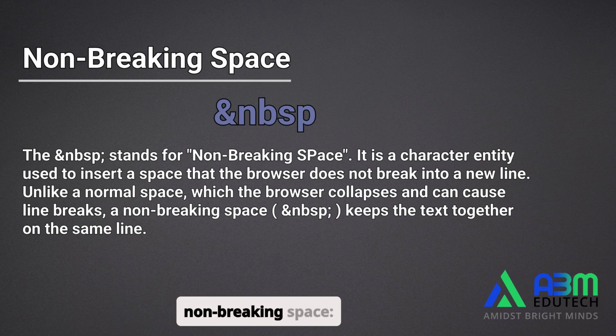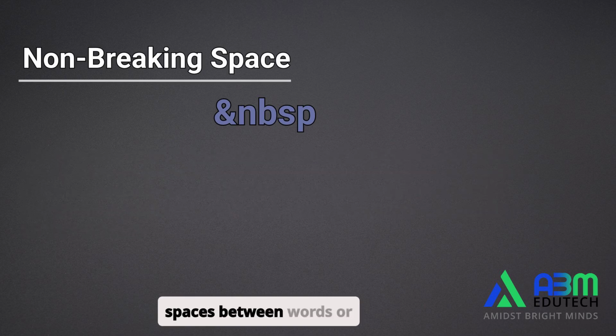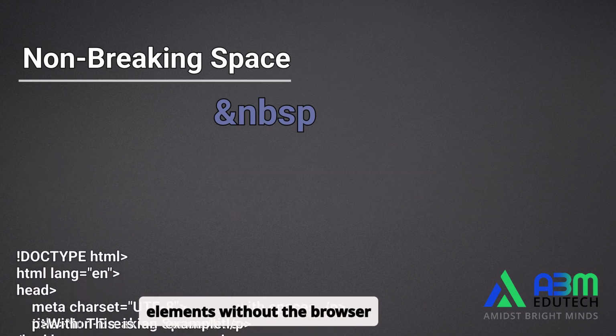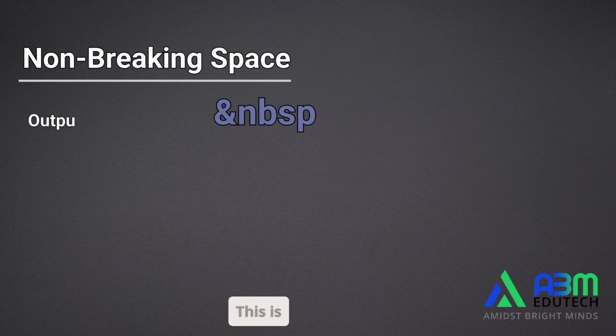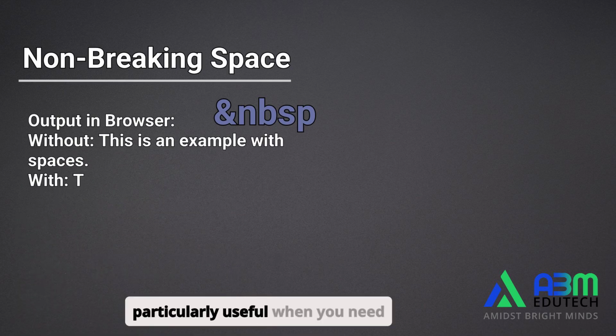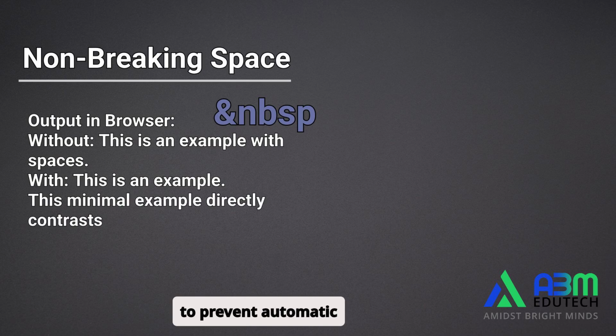Next, we have the non-breaking space, NBSP. It's used when you want to add extra spaces between words or elements without the browser collapsing them. This is particularly useful when you need to prevent automatic line breaks.